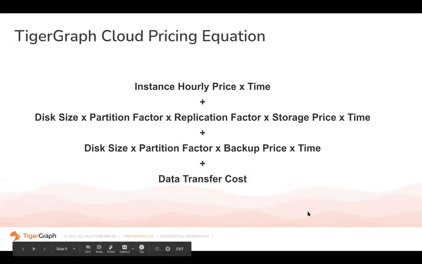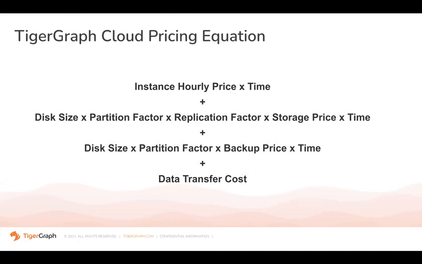But just a high-level overview on how you calculate your TigerGraph Cloud pricing. Basically, there are 4 components. One is the instance price, which is the instance hourly price multiplied by the time that you're using it. The second is the storage price, which is the disk size multiplied by the partition factor, multiplied by the replication factor, and then by the storage price and by time.